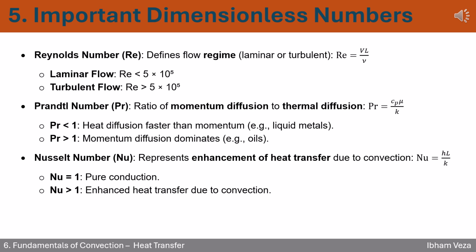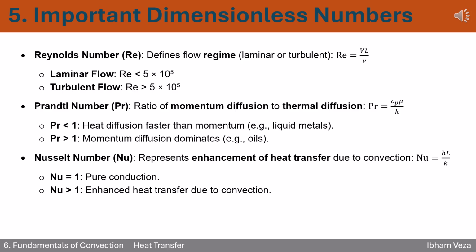Prandtl number, Pr, compares momentum diffusion to thermal diffusion. Formula: Pr equals Cp mu divided by k. Pr less than 1 is when heat diffuses faster, for example, liquid metals, and Pr greater than 1 is when momentum diffuses faster, for example, oils.